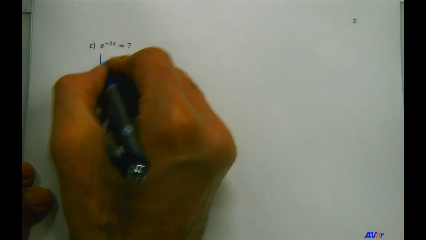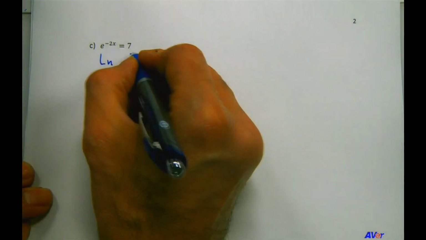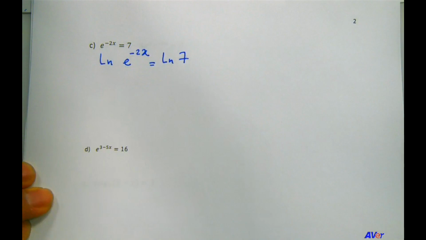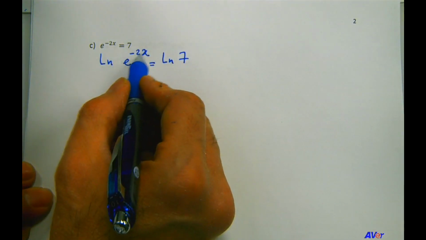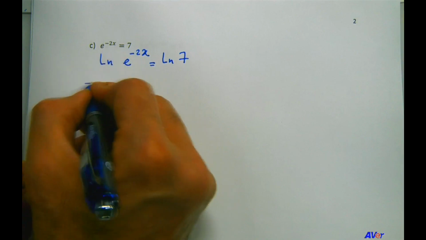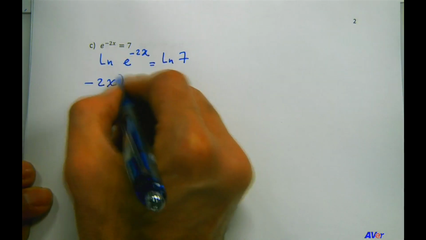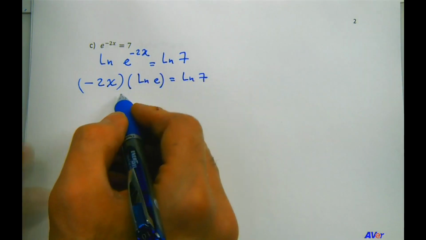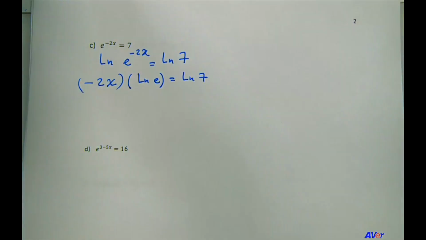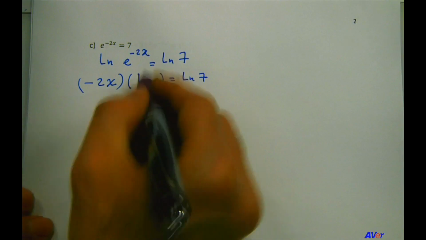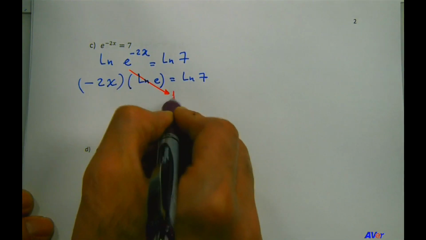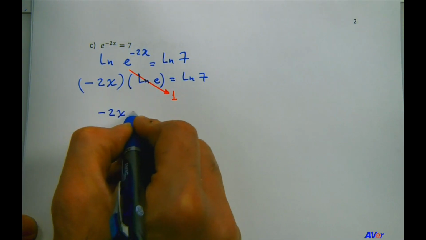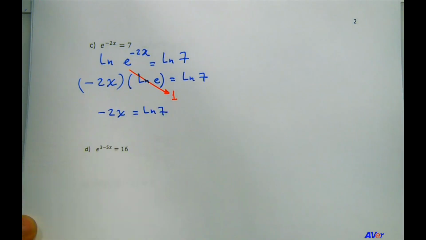So taking the natural log of both sides, we have natural log of e to the minus 2x power equals natural log of 7, right? Now on the left, we can bring this minus 2x down and in front. So minus 2x times natural log of e equals natural log of 7. One of the properties we learned about in the last video is that natural log of e is equal to 1. So minus 2x times 1 is minus 2x equals natural log of 7.